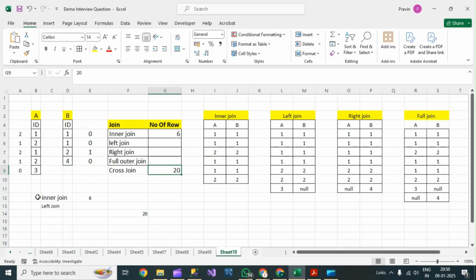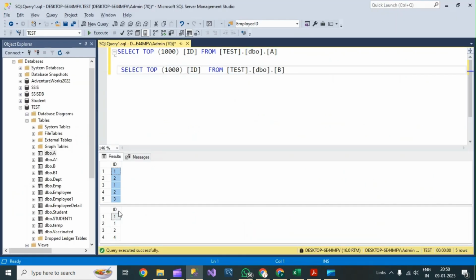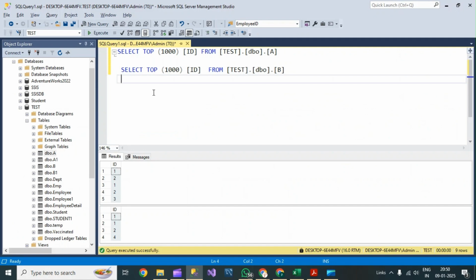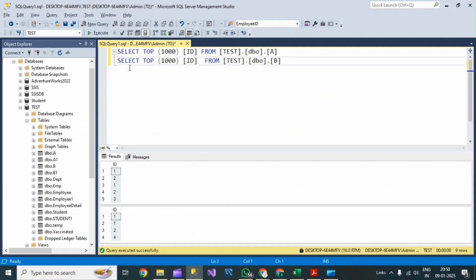Okay, so I need to check the values. In A table: 1, 2, 1, 2, 3. Okay, right. And in B table: 1, 1, 2, 4. Okay, so this is the same table that I already created in my database, A table and B table, and now we will perform all the join operations.